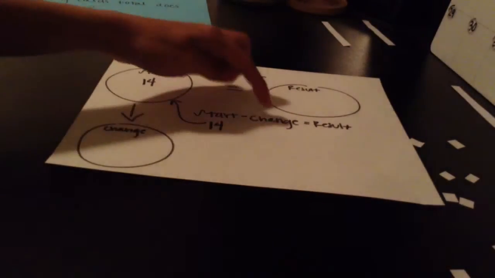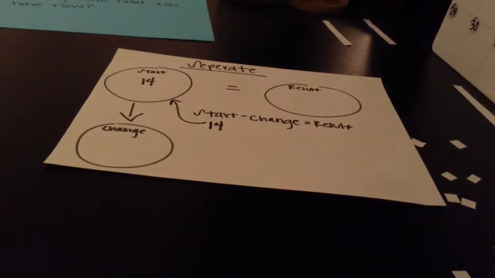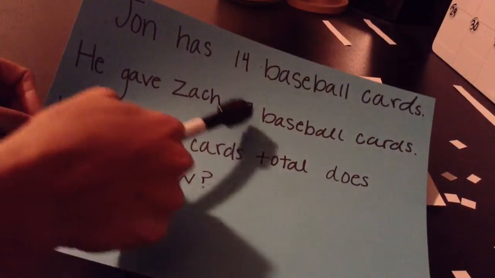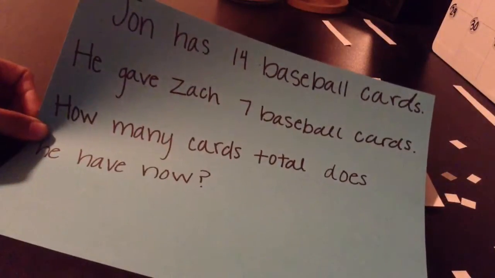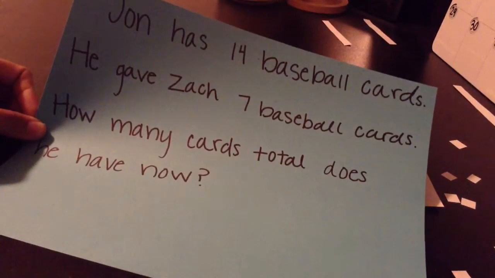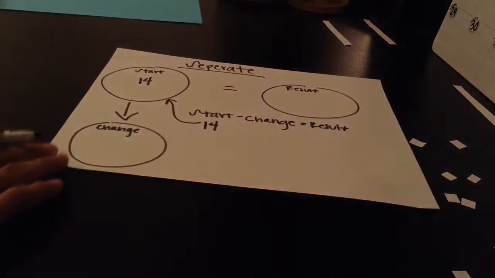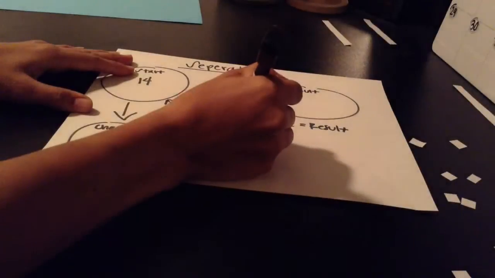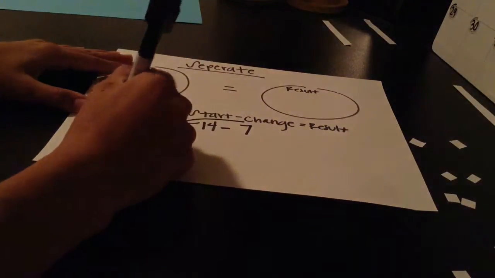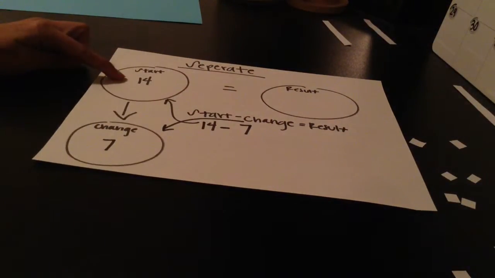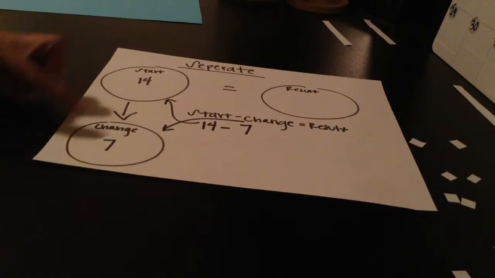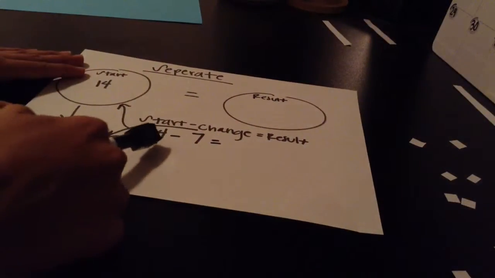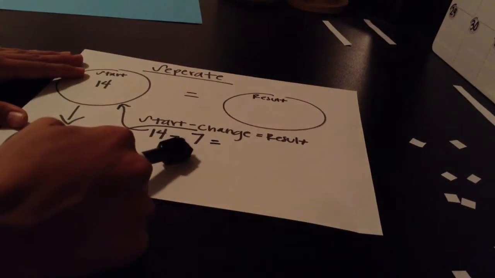Then we're going to look at our change. What's changing in our word problem? He gave Zach 7 baseball cards. Because he gave Zach 7, that is the change. So we're going to put 7 there, and we're also going to put 7 down here. He started with 14, and he gave Zach 7. Now we know that we do 14 minus 7.